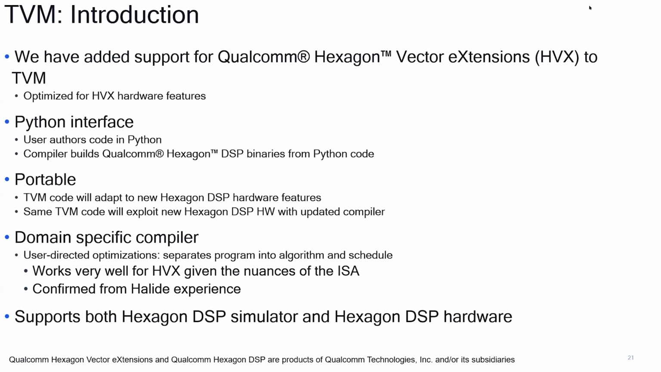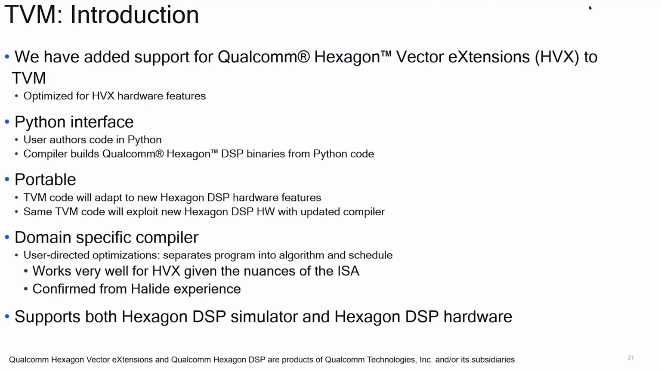In TVM, we have added support for Qualcomm Hexagon Vector Extension HVX to TVM, which already existed. The framework already existed. Now this is optimized for the Qualcomm Hexagon DSP. Again here, engineers will be writing code in Python, not Python-like, but Python with some additional directives like unroll, tile, and all those things. And they will not be worried about the underlying architecture. So it has a Python interface, which makes it very portable.